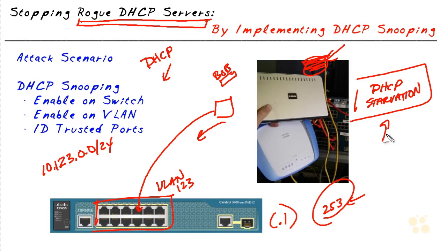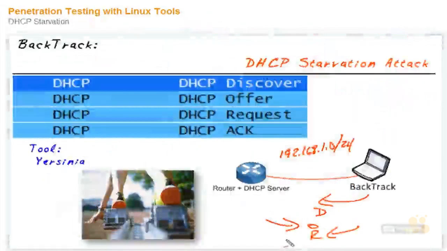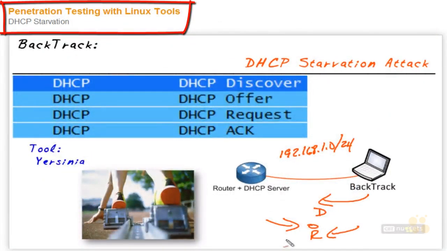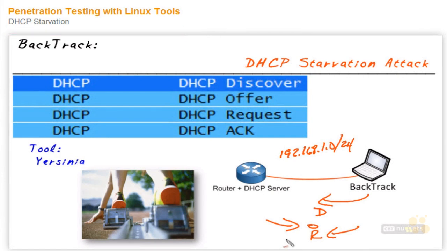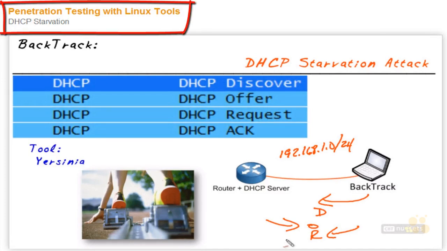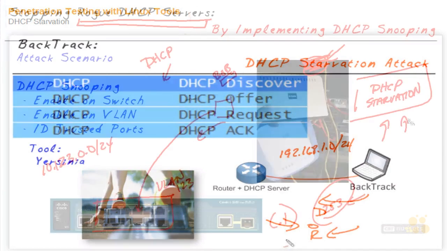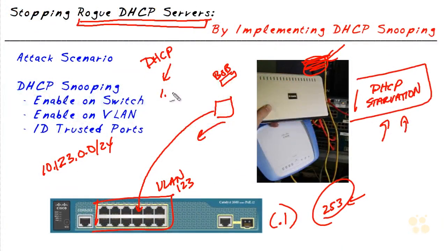And if you'd like to see an example of a DHCP starvation attack, I would refer you to the DHCP starvation attack video, which is in the penetration testing course, which is focused around Backtrack and Kali Linux. So if you want to see a whole video just on how to implement a DHCP starvation attack, that's the place to go. So that would be Bob's first step. Number one, starve out the IP addresses from the DHCP server.